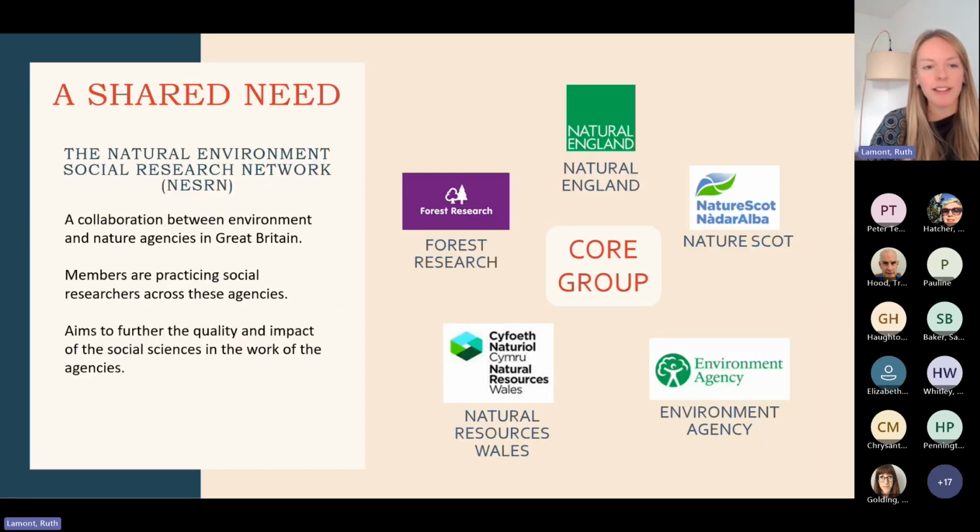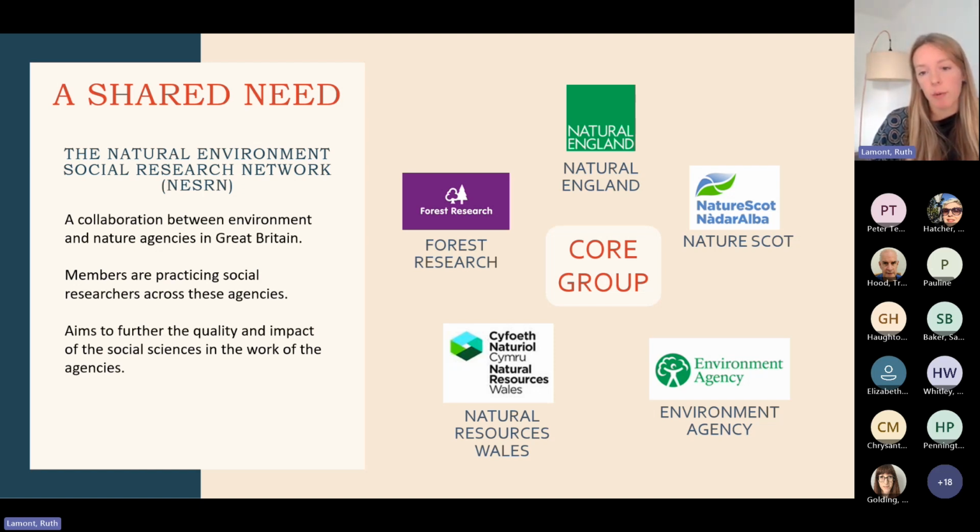One of the most important things is to introduce the Natural Environment Social Research Network, or NESRN for short. This is a really long-standing and helpful collaboration between environment and nature agencies in Great Britain. You can see here from the logos the core group: Natural England, NatureScot, Environment Agency, Natural Resources Wales, and Forest Research. All members are practicing social researchers across the agencies. Together we aim to further the quality and impact of the social sciences in the work that we do.